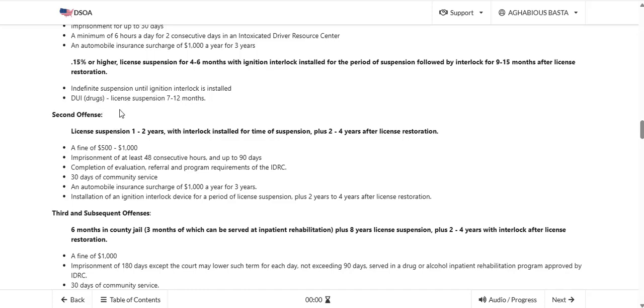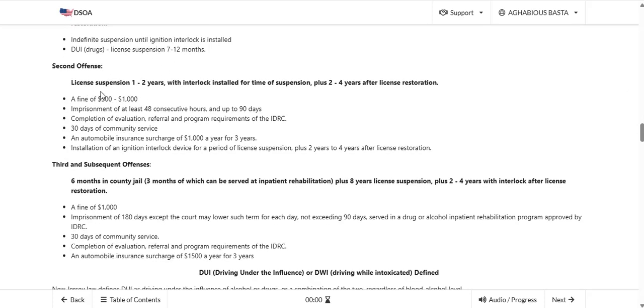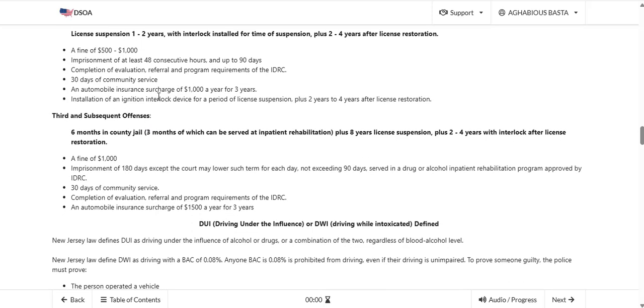Second offense: license suspension 1 to 2 years, with interlock installed for the time of suspension, plus 2 to 4 years after license restoration. A fine of $500 to $1,000, imprisonment of at least 48 consecutive hours and up to 90 days, completion of evaluation, referral and program requirements of the IDRC, 30 days of community service, and an automobile insurance surcharge of $1,000 a year for 3 years. Installation of an ignition interlock device for the period of license suspension, plus 2 to 4 years after license restoration.